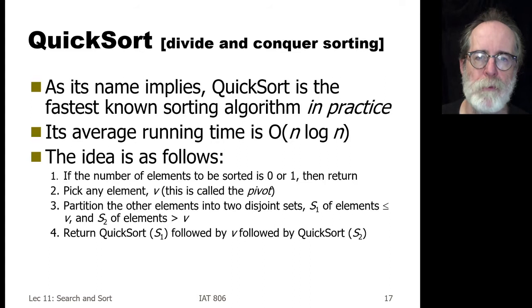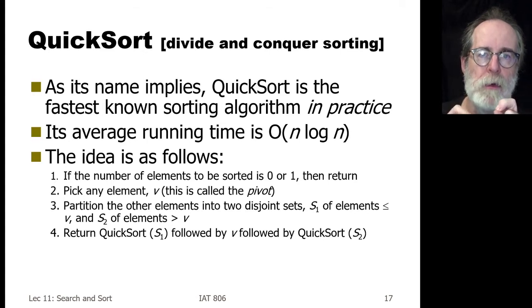So the idea of Quicksort is as follows. Here are some steps. If the number of elements to be sorted is 0 or 1, then return, because there's nothing to sort. You've got a single item or no items. Otherwise, you can tell that this is kind of a recursive algorithm that's going on. Pick any element, v, that's called the pivot. And then partition the other elements in the list into two distinct sets. S1 is the set of elements less than the pivot value, and S2 is the set of elements greater than the pivot value.